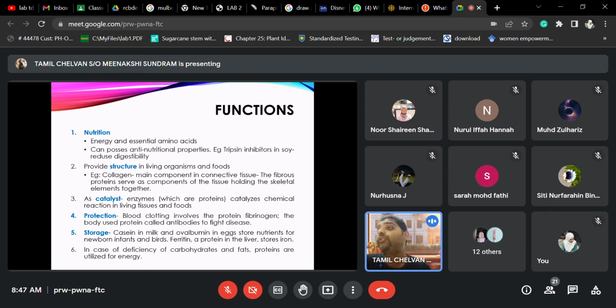Functions: nutrition, energy, and essential amino acids can possess anti-nutritional properties. Example, trypsin inhibitors in soy reduce digestibility. It produces nutrition. It provides structure in living organisms and food. Example, collagen, the main component in connective tissue. The fibrous protein serves as a component of tissue holding the skeletal elements together. It provides structure. As catalysts, as enzymes, catalyzing chemical reactions in living tissues and foods.